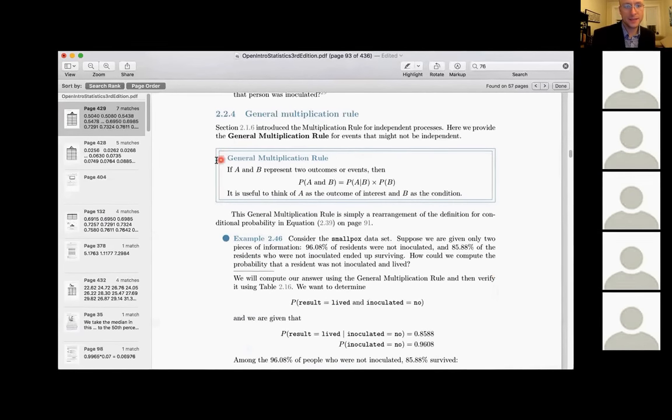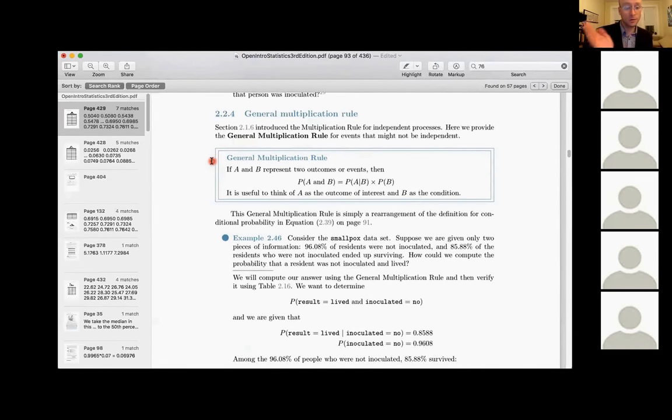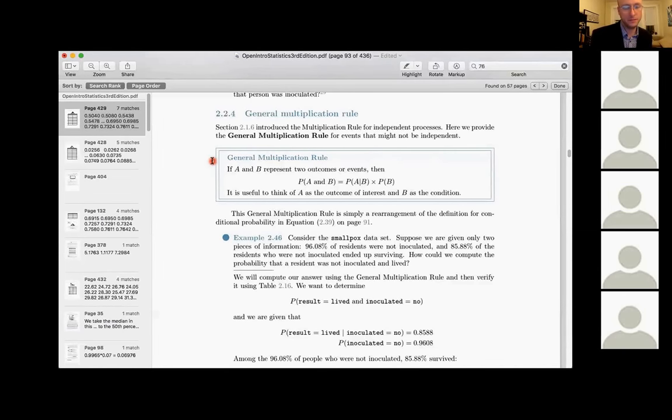And then you have a general multiplication rule, because if we have the conditional rule, we also have the "and" rule, which is the multiplication rule. So A and B, what's the probability of A and B? We can think of this actually as a conditional rule as well. The probability of A and B is the conditional probability of B given A times the probability of A.